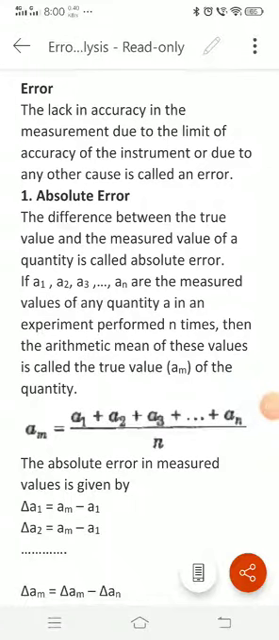Hello students, I am starting error analysis, an important portion of class 11 physics.